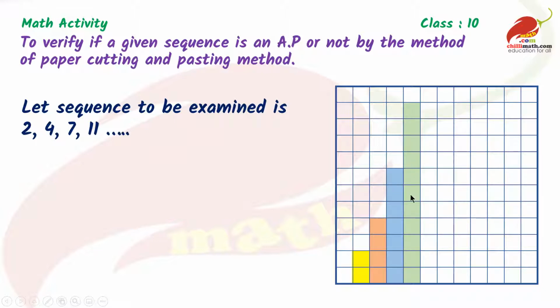Now again we'll check whether it's an AP or not by checking the difference in the height of these consecutive strips. In the second and first there is a difference in height equal to 2. In third and second the difference of height is 3. And in fourth and third the difference of height is 4 squares. Which is not the same. So we can say this sequence is not an AP.